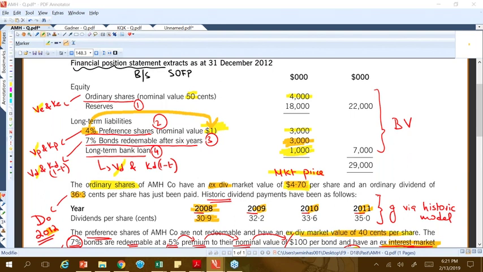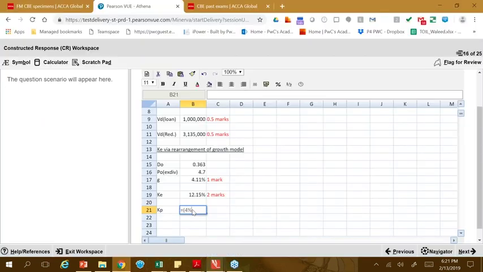So 4% on $1 over market price, which is 40 cents. And this will simply give me the KP, fixed dividend over the market price. This will come out to be 10%. And this 10% will give me another mark here, so 1 mark for it. So that's it on the KP.